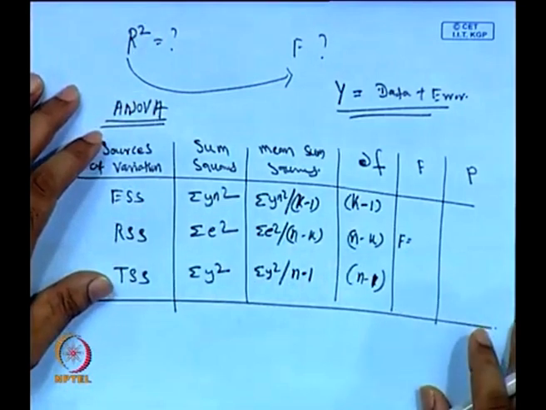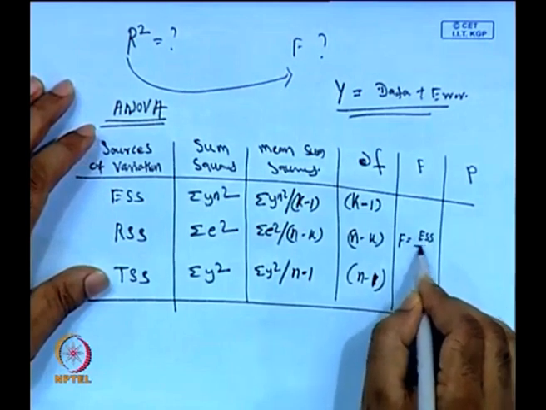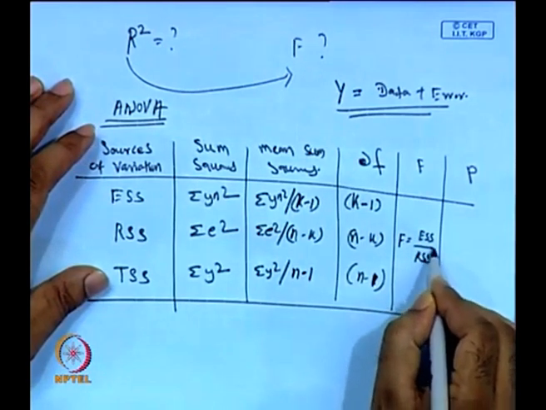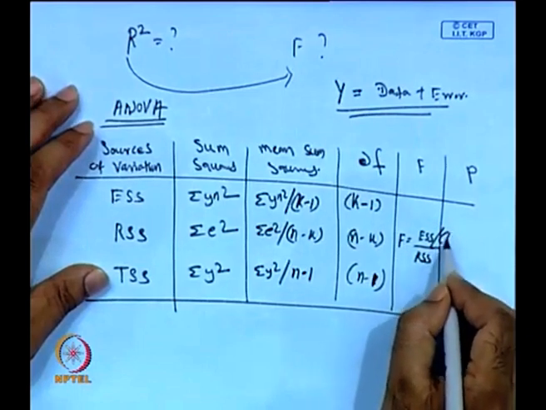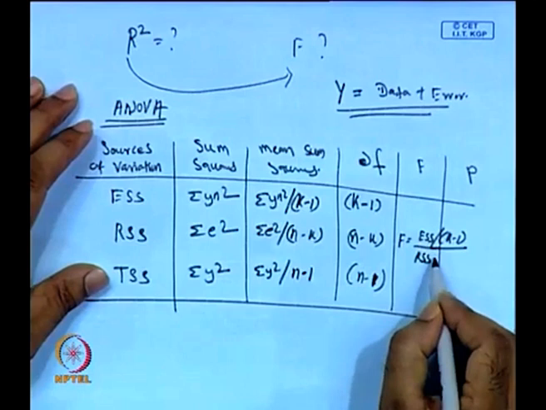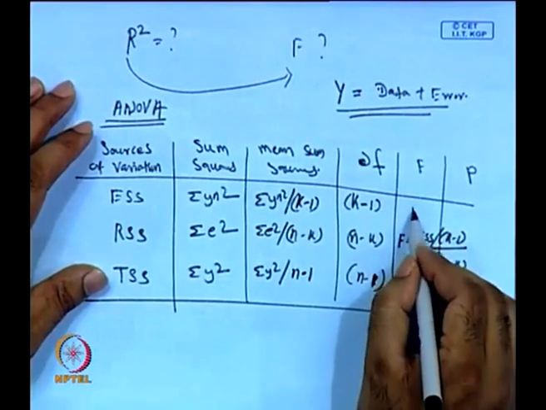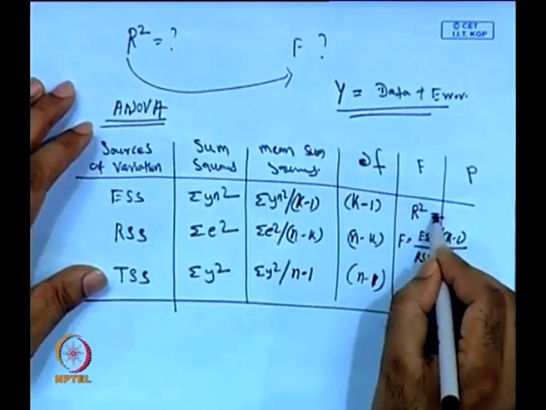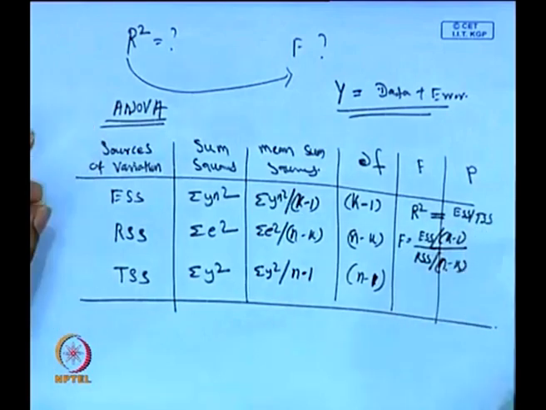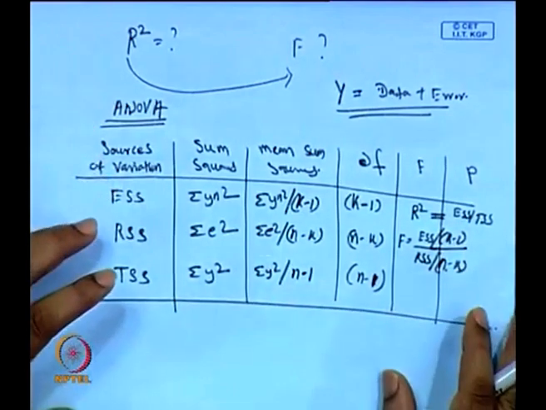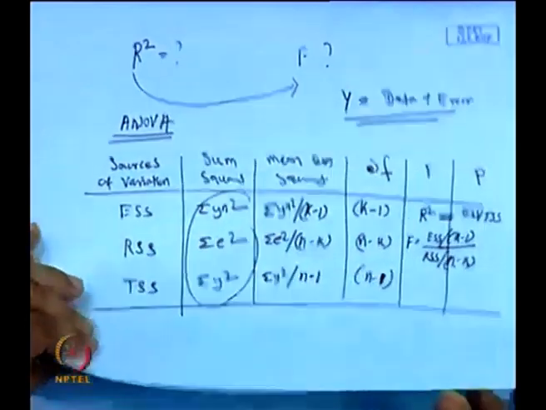So now the F statistic is nothing but the ratio between the explained sum of squares divided by the residual sum of squares, provided we include the weightage factors of k minus 1 and n minus k. This should be followed by the R square statistic, which is nothing but ESS by TSS. Let me highlight what this issue is about these three.